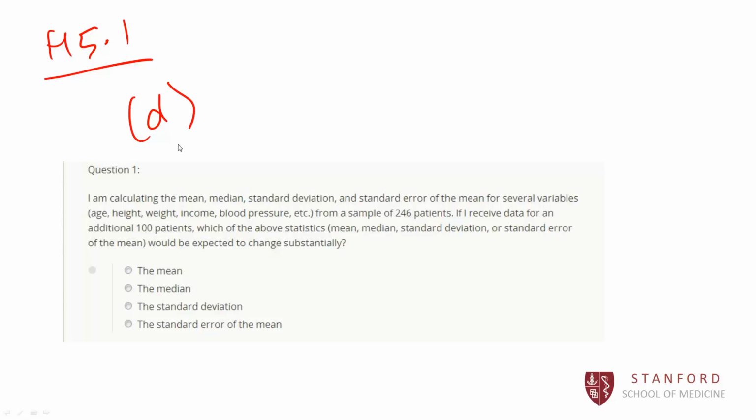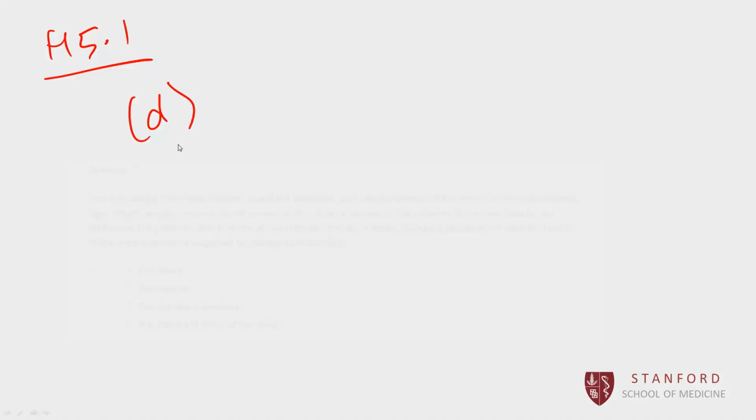So we would have the mean, the median, and the standard deviation for the sample to be quite close to the mean, the median, and the standard deviation for the total population. We wouldn't expect those parameters to change very much if we added another 100 people. But the standard error of the mean, which decreases directly with the sample size, would definitely go down if we added 100 people to the number of patients that we have.